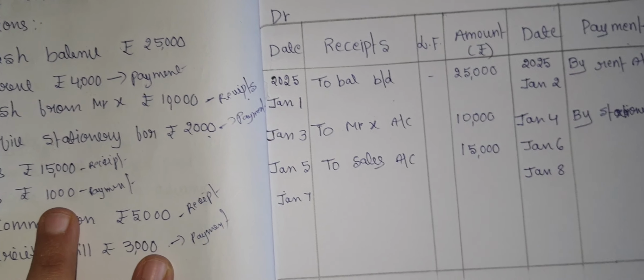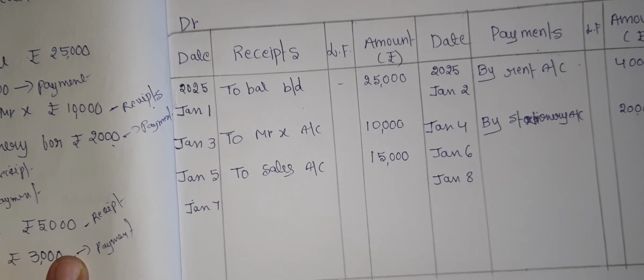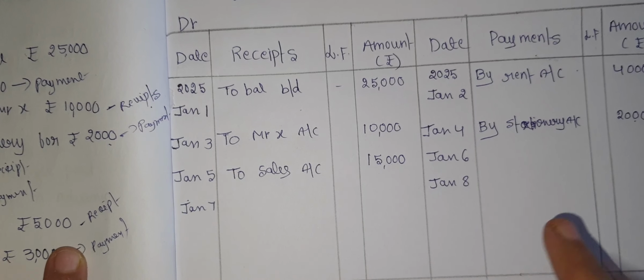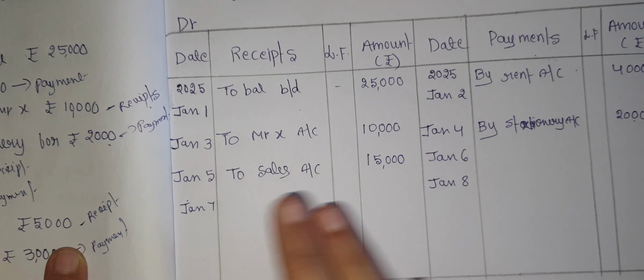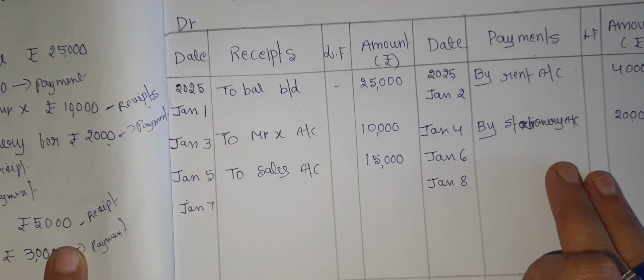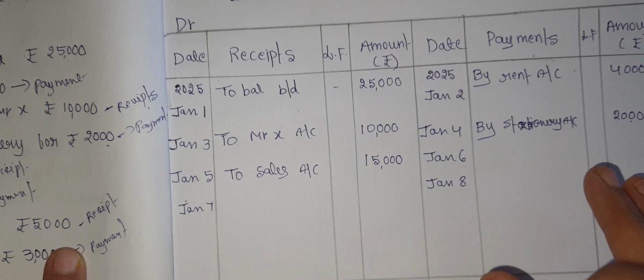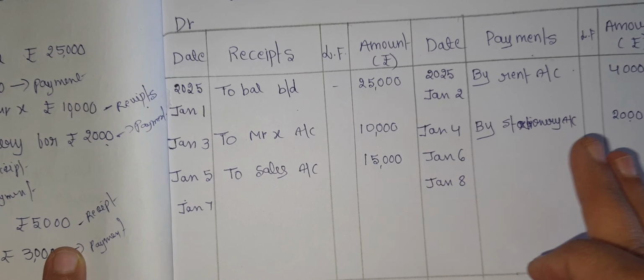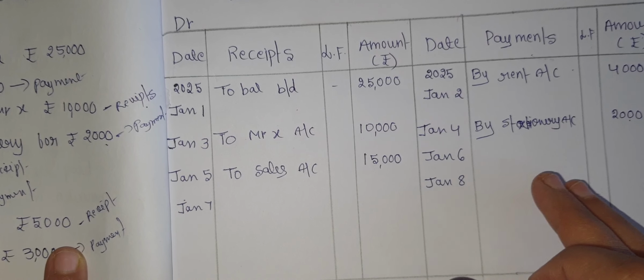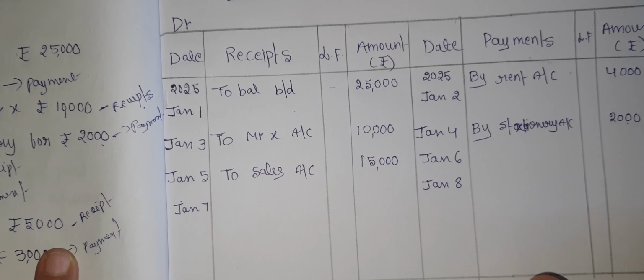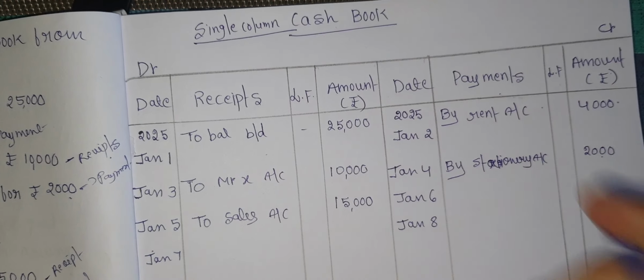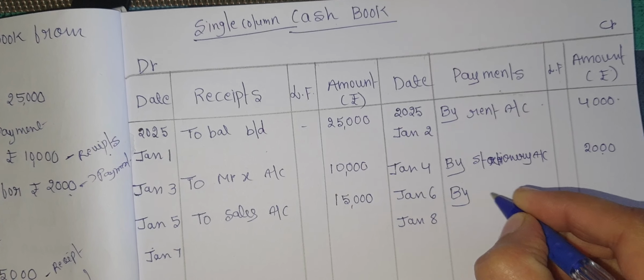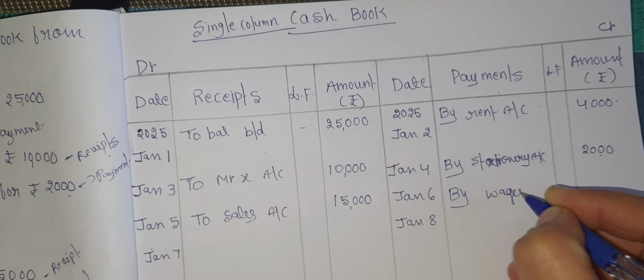Paid wages means you are paying the wages, means it comes under payment side. So this single column cash book is very simple. Receipts debit side and payments credit side. All the receipts come under debit side, and all the payments you should record in the payment side, that comes under credit side. So here paid wages, by wages account, that is rupees 1,000.